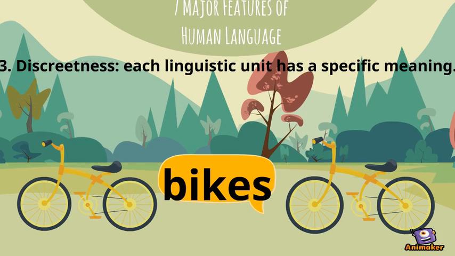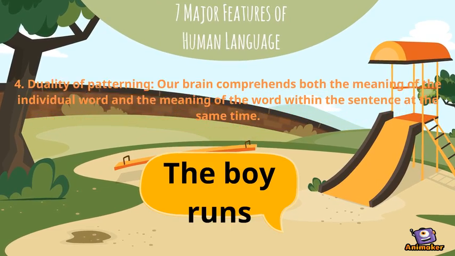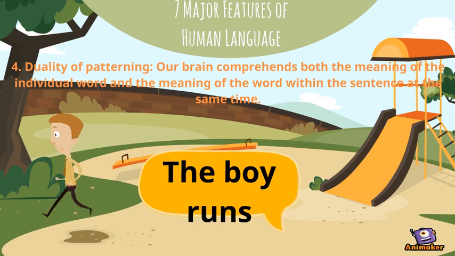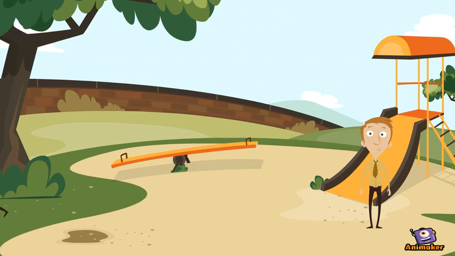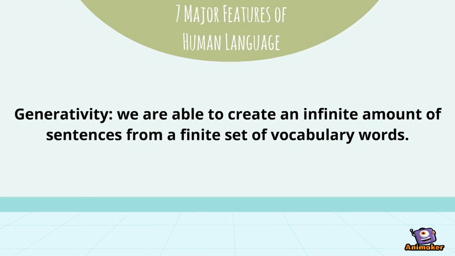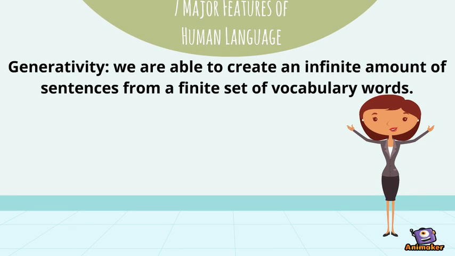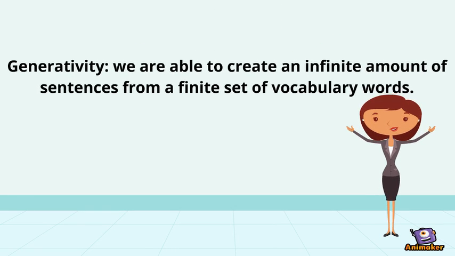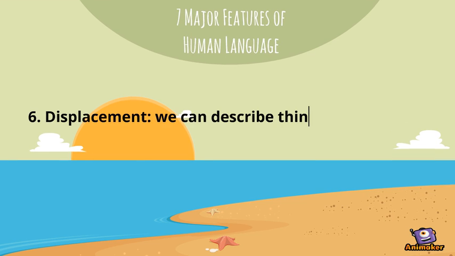4. Duality of patterning. Our brain comprehends both the meaning of the individual word and the meaning of the word within the sentence at the same time. For example, when I say the boy runs, you understand what that means, and at the same time you know what a boy is. 5. Generativity. We are able to create an infinite amount of sentences from a finite set of vocabulary words. For example, all of the sentences I have said so far have probably never been spoken before, and I'll probably never say them again.